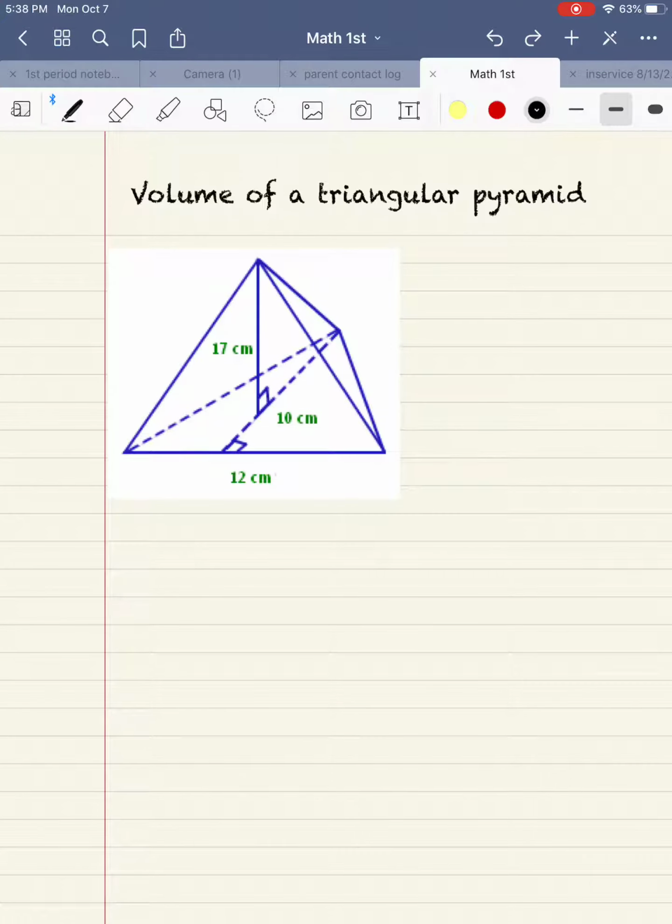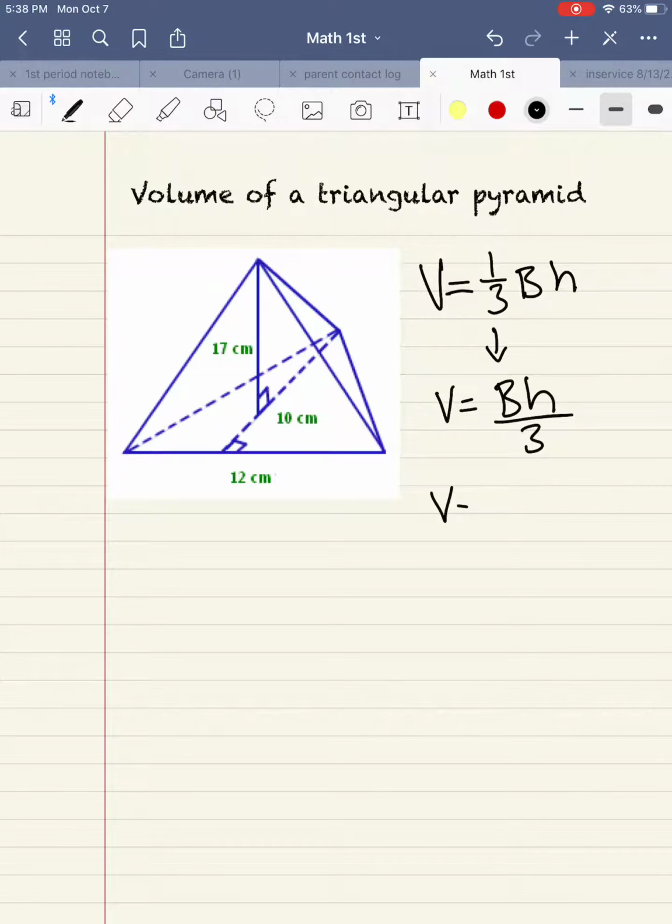Hello, so today we're going to be talking about the volume of a triangular pyramid, and the formula is volume equals 1/3 the area of the base times height. We can also change that formula into volume equals area of the base times height divided by 3. In connection to capital B, that means the area of this triangle right here.